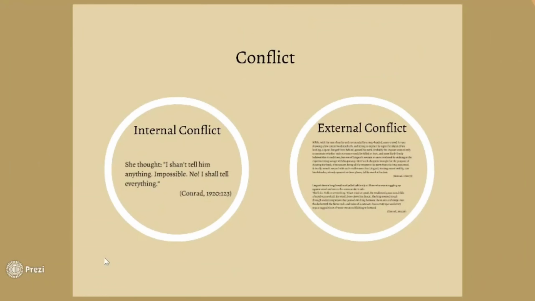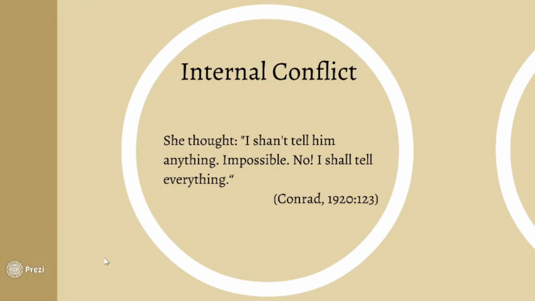Next, conflict. In Conrad's Rescue novel, there are many conflicts. The type of internal conflict is man versus self, whereas the types of external conflict are man versus nature and man versus society. Internal conflict. An internal conflict is the struggle occurring within a character's mind. In this novel, the internal conflict is man versus self.